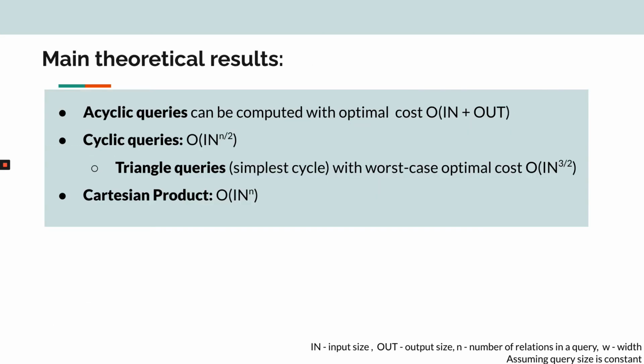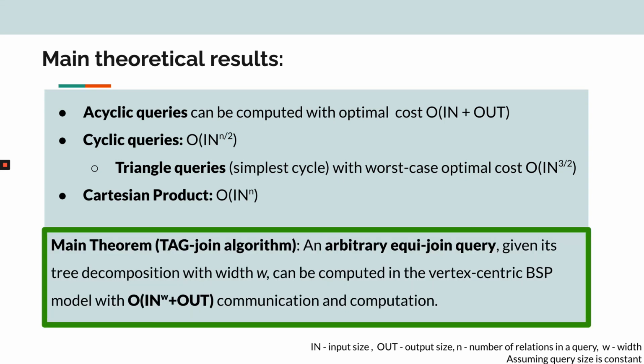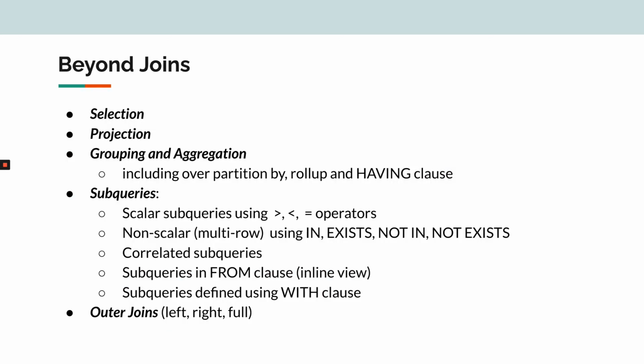So in summary, we solve the following classes of queries. These algorithms then serve as key ingredients to obtain the complete tag join algorithm to evaluate arbitrary equijoin queries. Our tag join algorithm is broadly inspired by GYM, which is a generalized version of parallel Yannakakis for arbitrary join queries. We also extend our results beyond joins to show that the tag join approach is compatible with the efficient evaluation of other SQL operations, such as selection, projection, aggregation, including nested subqueries.